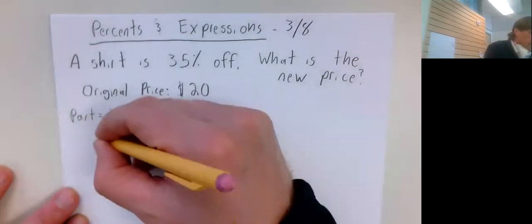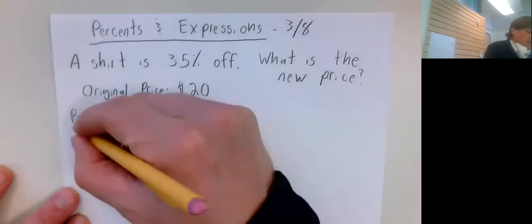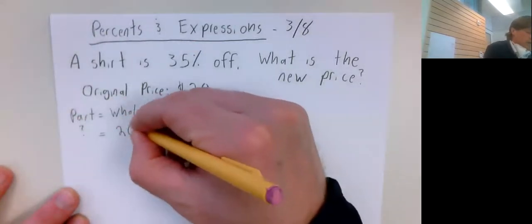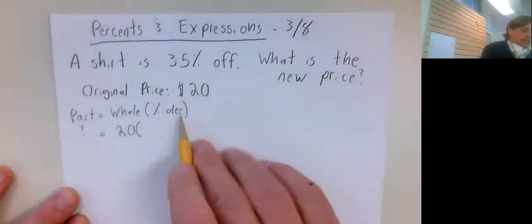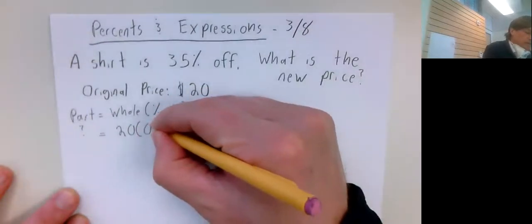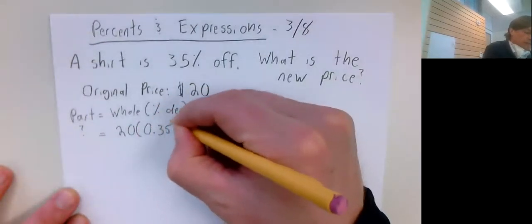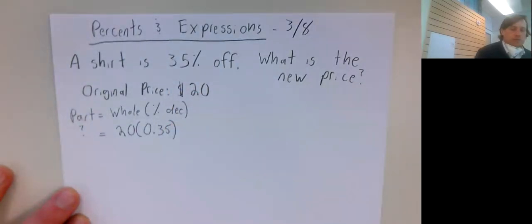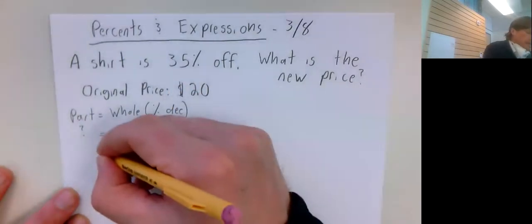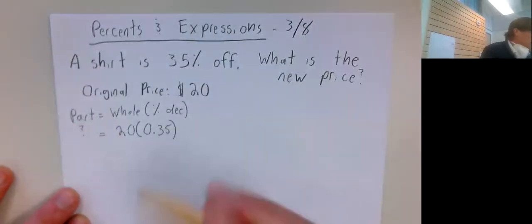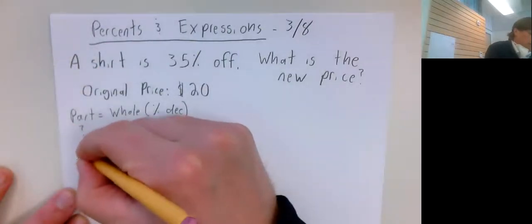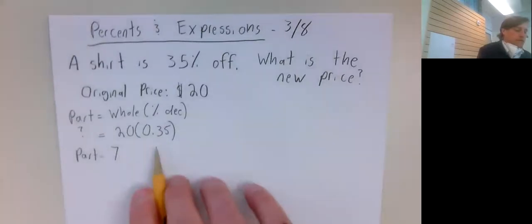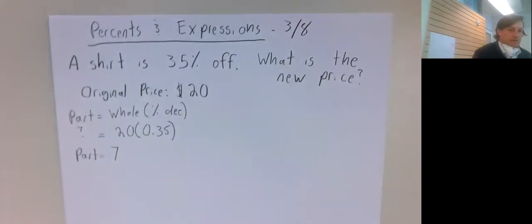So we're looking for the part. The whole is the original price, 20. And my percent as a decimal is 0.35. Remember, I'm just moving the decimal over 2 times to get it into decimal form. Plug this into your calculator, and we get part equals 7. So 20 times 0.35 is 7.